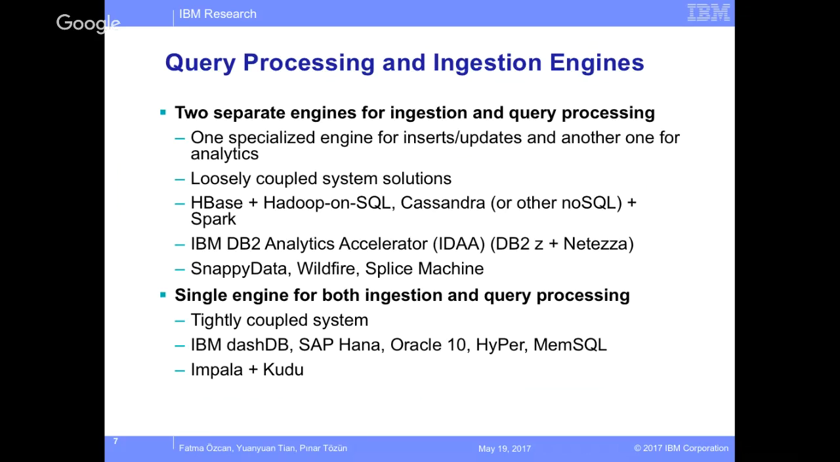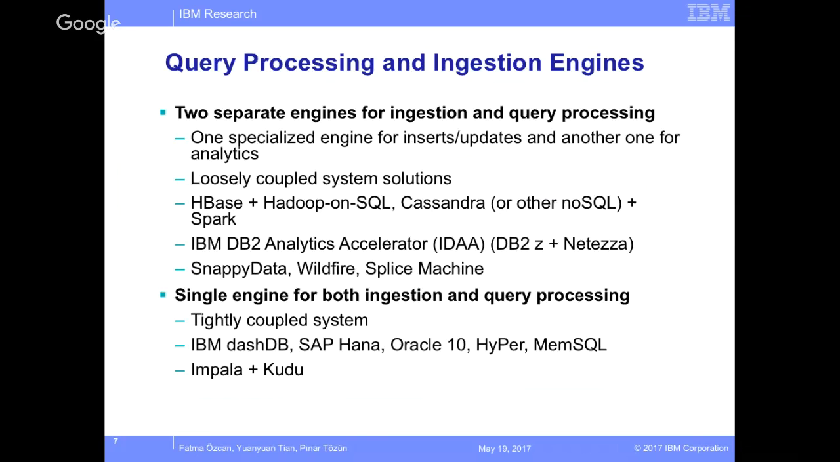But the important point for this is one engine will be specialized on the OLTP, on the transaction ingestion side, and the other will be specialized for the analytics. And as I said, because these are really two separate systems, there will be some loose coupling between them.